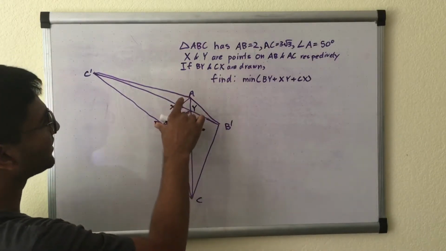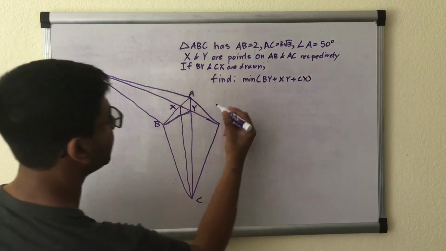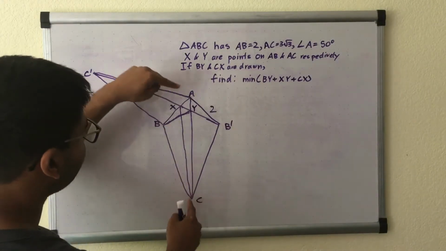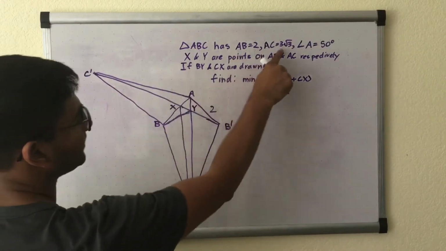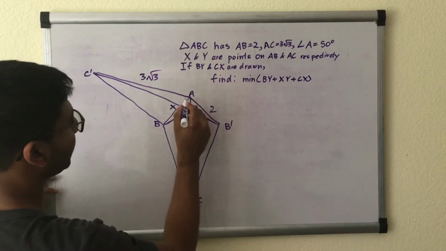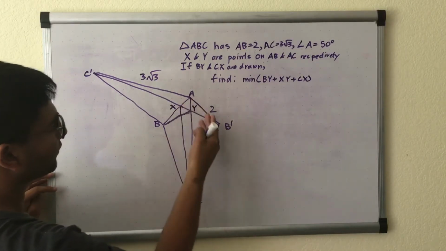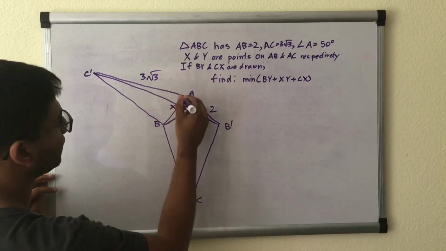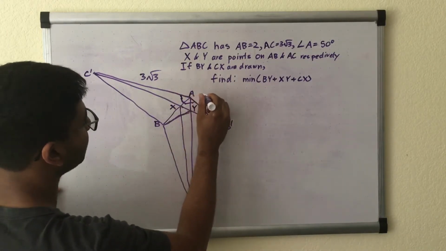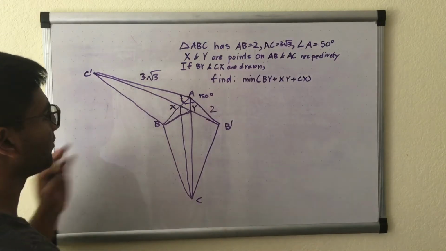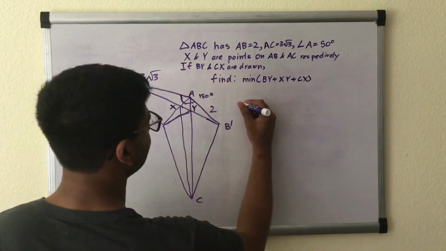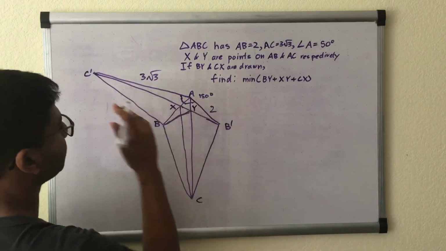We know that AB is 2, and since we reflected it over, AB prime is going to be 2. And since we reflected AC onto AC prime, we know AC prime will be 3 root 3. We're also given that angle A is 50 degrees, and since we just reflected the triangle twice, we know these angles will also be 50 degrees. So this angle is going to be 150 degrees. From here, we can just use law of cosines to find B prime C prime. So I'm going to call this distance from B prime to C prime X.